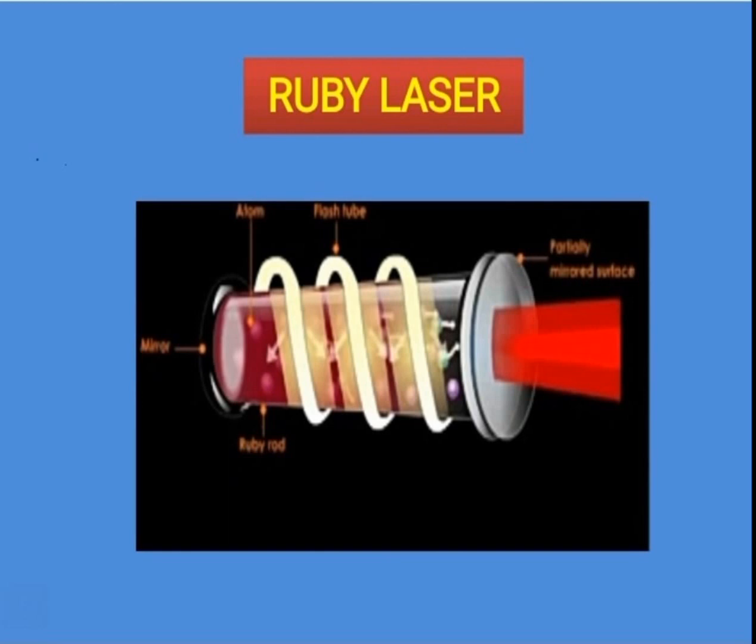One end is fully silvered and the other is only partially silvered. The rod is surrounded by a glass tube. The glass tube is surrounded by a helical xenon flash tube, which acts as the pumping system. The ruby rod is a crystal of aluminium oxide doped with 0.05% of chromium oxide, so that some of the aluminium atoms in the crystal lattice are replaced by Cr3+ ions.